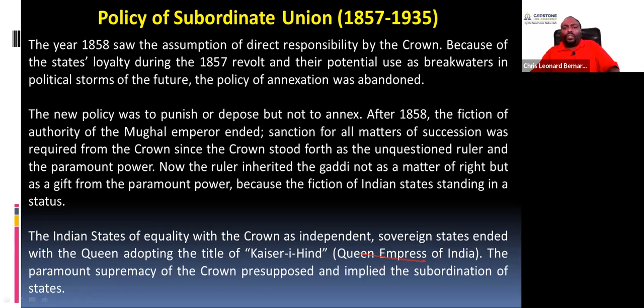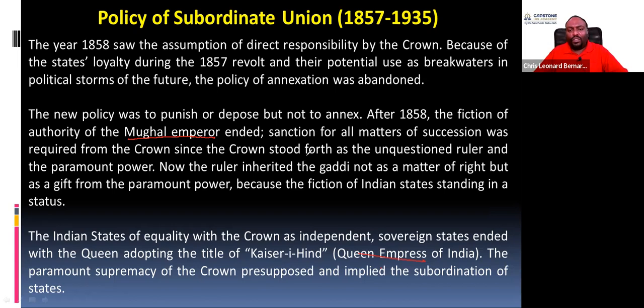Now the fiction of the Mughal Empire was resurrected, and they wanted to put an end to any uprising. So they ended the Mughal Empire, and they sanctioned all matters of succession. Everything the Crown will decide, and now the Crown became the unquestioned power. They became the paramount power and ruler. So now the entire administration, land and everything goes from the hands of the British East India Company to the British Crown, and this was a gift which was gifted.